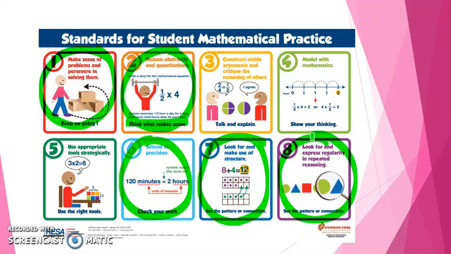So number 7 and 8 are really important. These practices are super important for this particular lesson. And then of course we're going to be graphing, so we can be using different types of models. In this instance, a line plot in the coordinate grid in order to show our understanding.